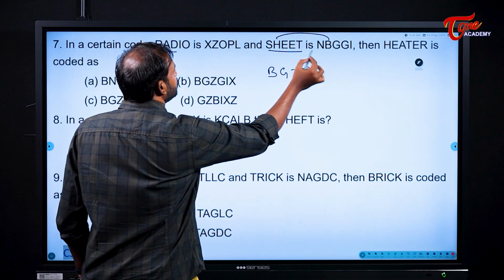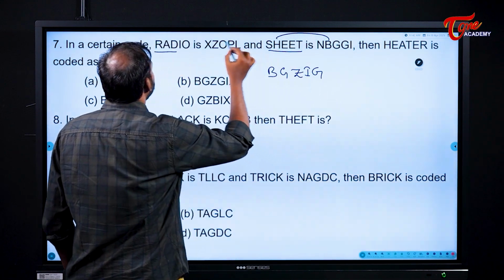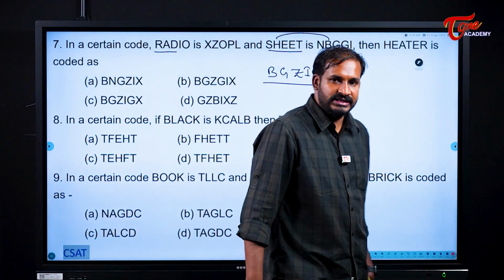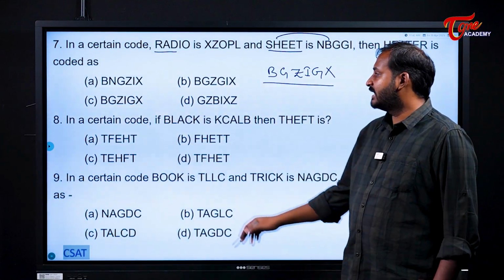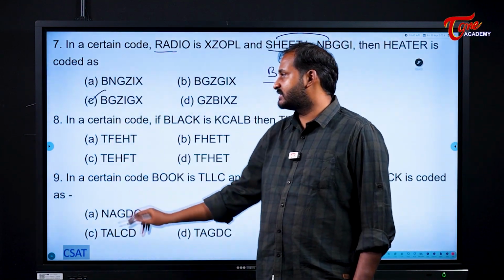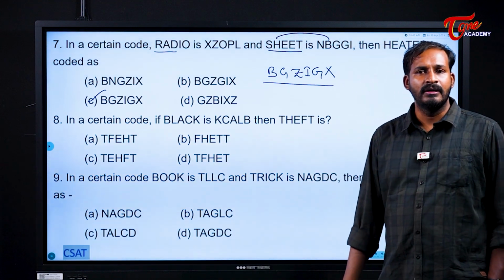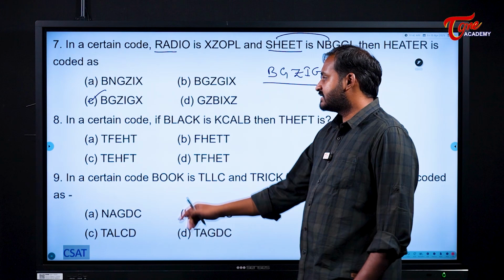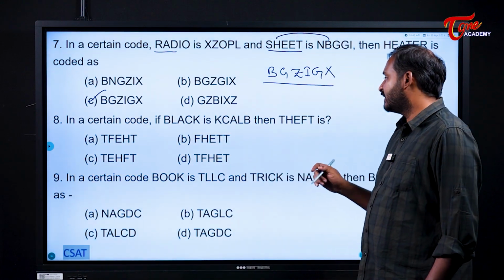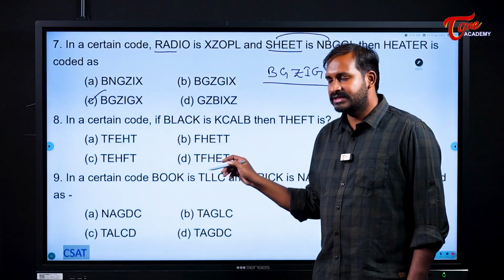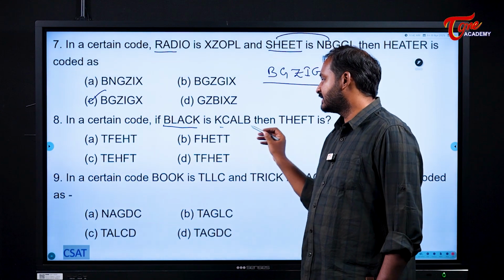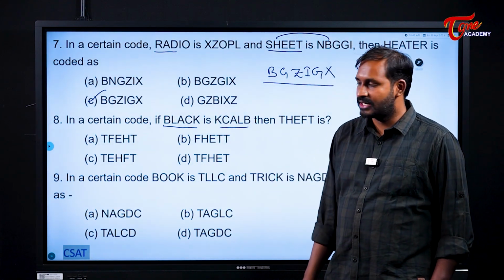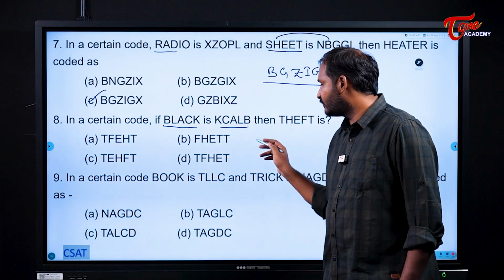E is coded as what? Already we have seen G. R is coded as X. So our answer will become BGZIGX. BGZIGX. So our answer will become option C. Option C will be our correct answer in this case. Understood? Right. Next one. In a certain code, if black is coded something, then how will theft be coded? Simple. See here, letters here and here are same. Simply they have written it in the reverse order. So theft also we need to write in the reverse order.